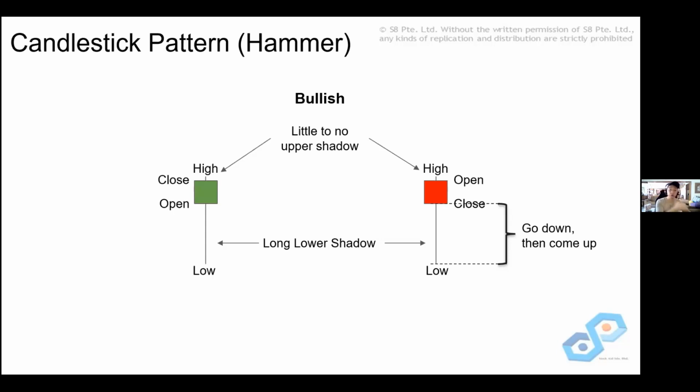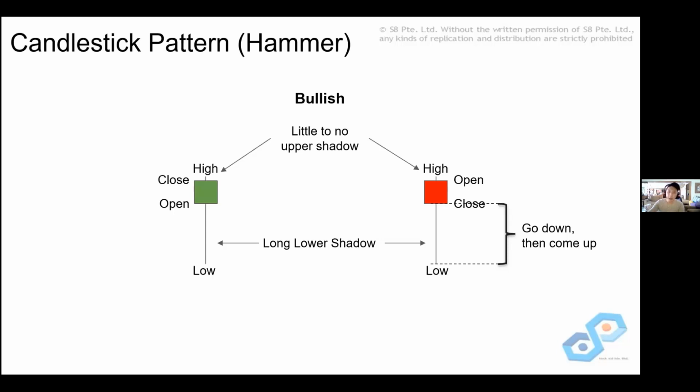Like I said before today's session, when it comes to price action, candlestick patterns and chart patterns, what I would be concerned with is actually the shadow as well, not just the body. In this case, the body does not matter. It is a long lower shadow that we like to see in a bullish or bearish hammer.